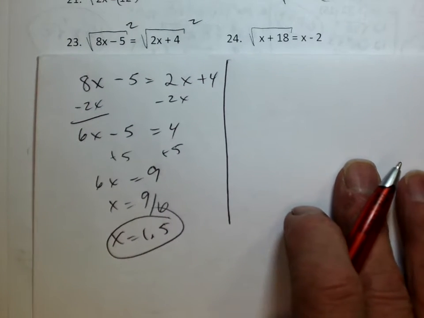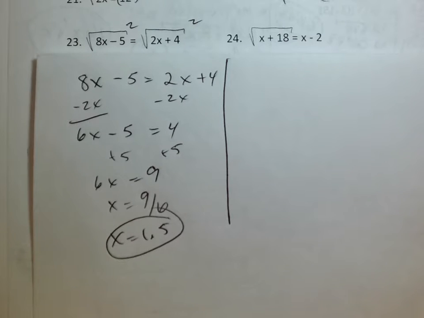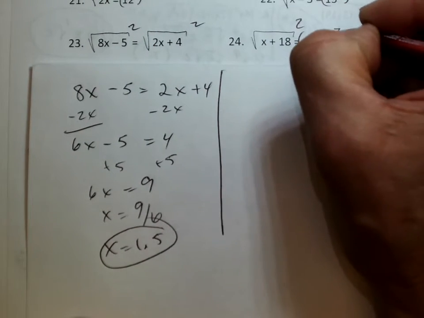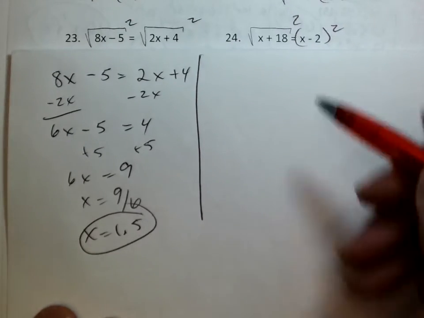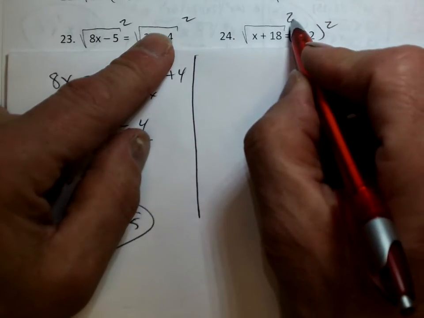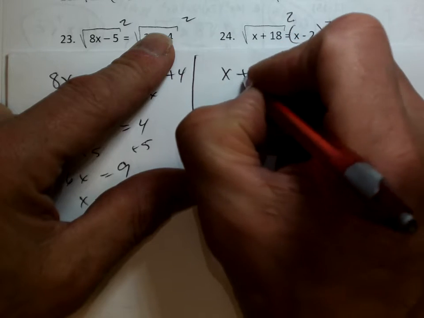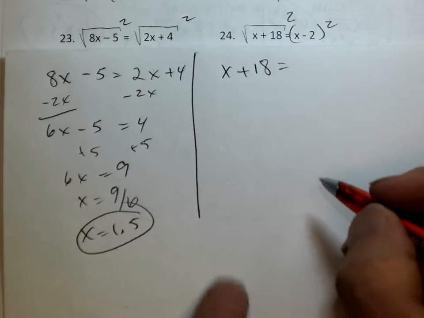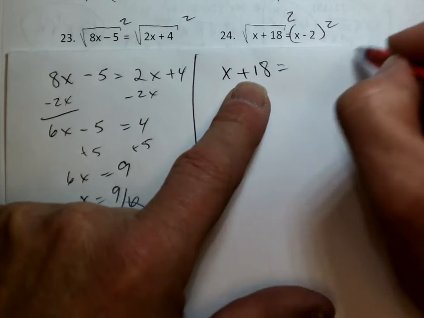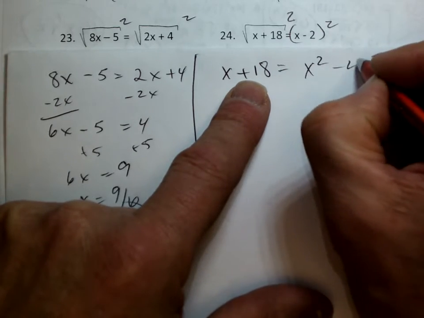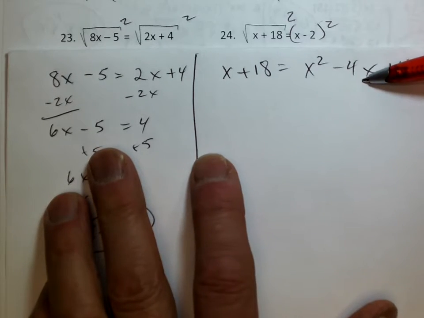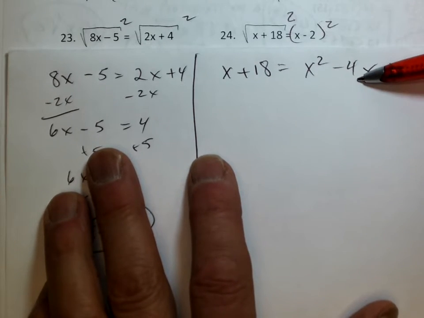24. Here comes our first kind of tricky one. But it'll be easy. Okay, Mason, we're going to square both sides. Now, the square cancels the square root. x plus 18 equals. Are you watching? Everybody watching? This is going to be x squared minus 4x plus 4. Whoa, where did that come from?